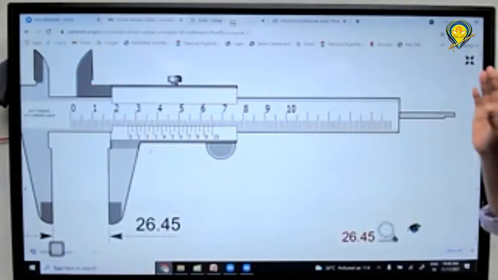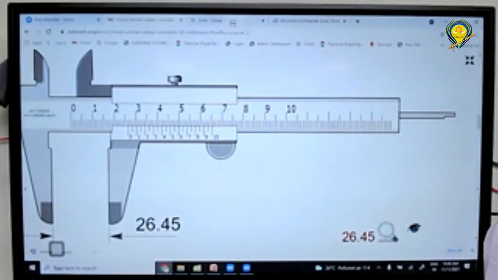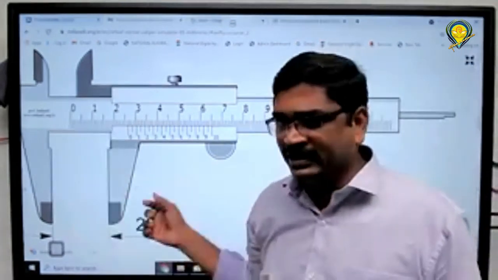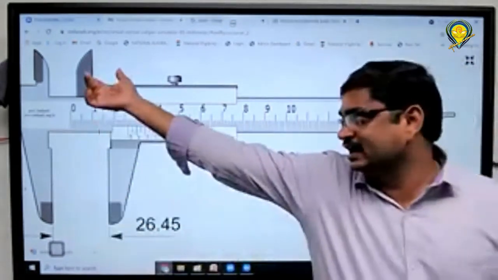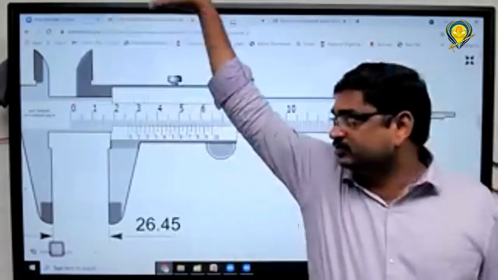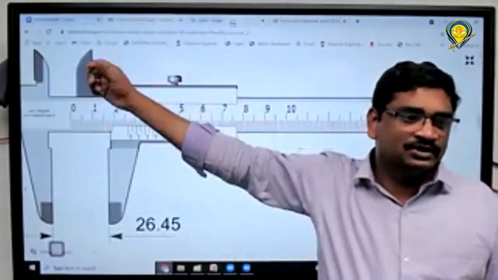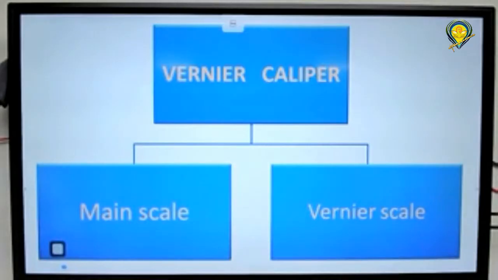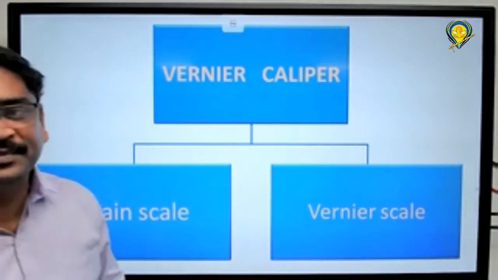So this is the basic diagram of vernier calipers. How is the diagram and how is the working? If you want to fix here, just fix here and move that one and fix it. After that, here also the same concept. Place that one and fix it. Here also the same. Next, in vernier calipers, what are the main parts?